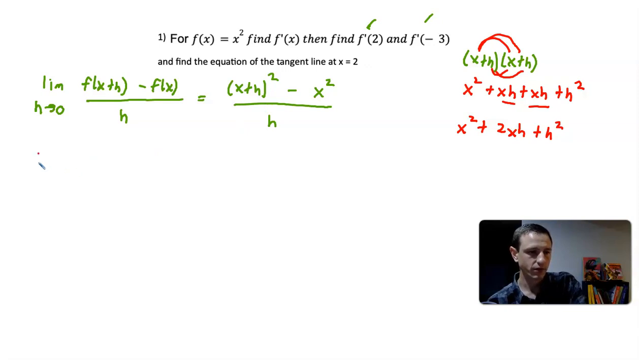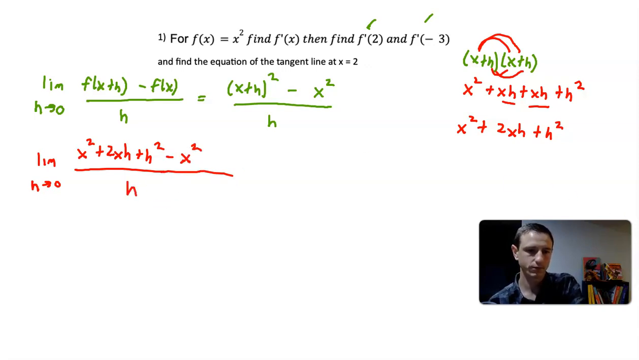So we're going to have the limit as h goes to 0 of x plus h squared, which was x squared plus 2xh plus h squared, minus x squared, over h. Combine like terms, x squared minus x squared, boom, gone. So the limit as h goes to 0 of 2xh plus h squared over h.